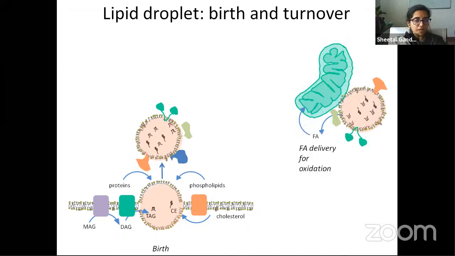And once a lipid droplet is formed, it can have interactions with several different compartments within the cell. So for example, lipid droplets can interact with mitochondria, and this allows the fatty acids from neutral lipid stores like triglyceride, which can be degraded to give rise to fatty acids, to go to the mitochondria for beta oxidation. So having this association of mitochondria and lipid droplets allows this transfer of fatty acid to take place in a more efficient manner.